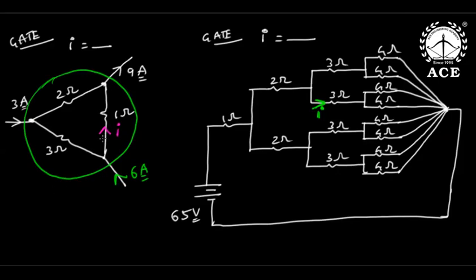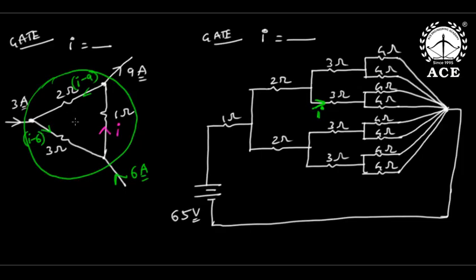Now I'll apply KCL at node level also. I need I actually. Out of I, 9 went. So this is clearly I minus 9. Now I minus 9 is added with 3, so it is I minus 6. I minus 6 plus 6 is again I.